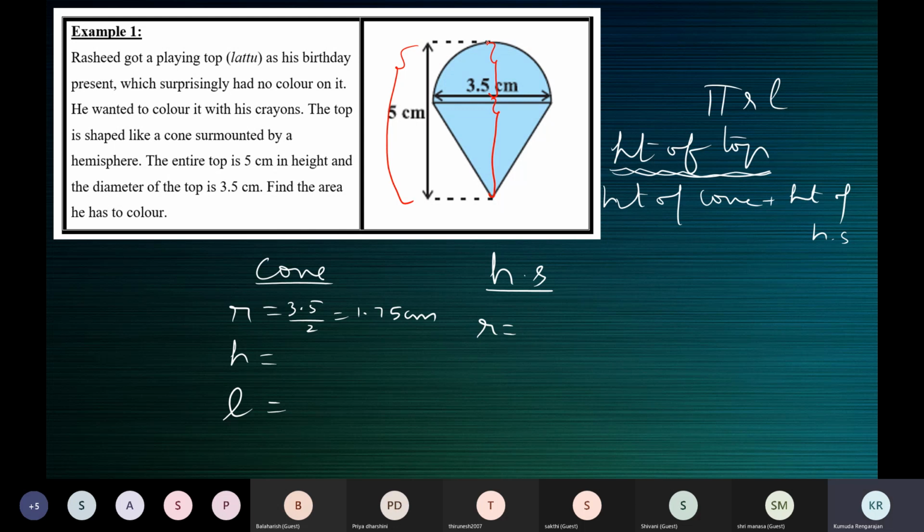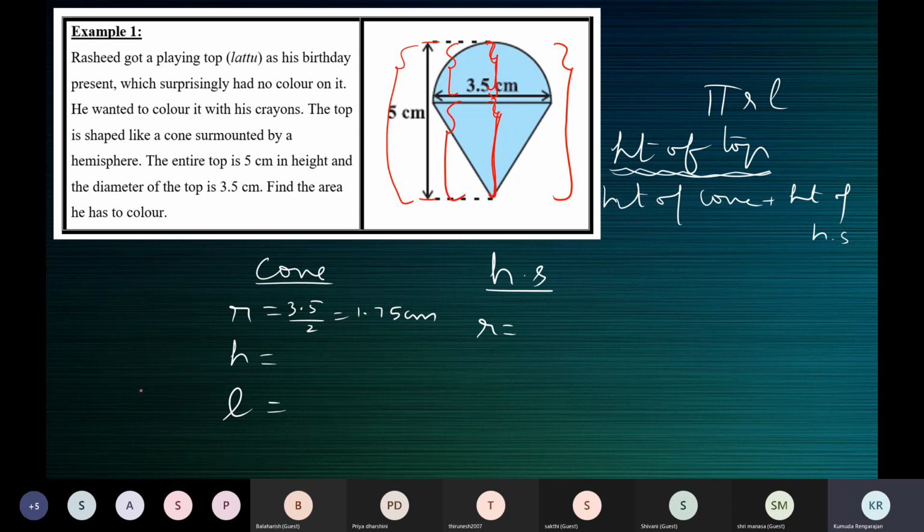The hemispherical height plus the conical height is the height of the top, because the top is cone and hemisphere put together. When we say cone, it's only the cone. When we say hemisphere, it's only the hemisphere. But when we say top, it is the cone and hemisphere together. So this 5 centimeters is the total height of the top, which includes the height of the hemisphere and the height of the cone.